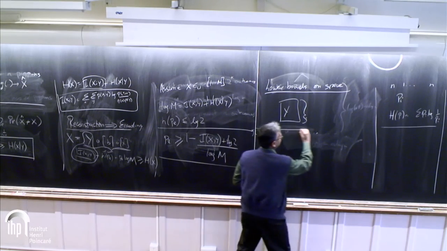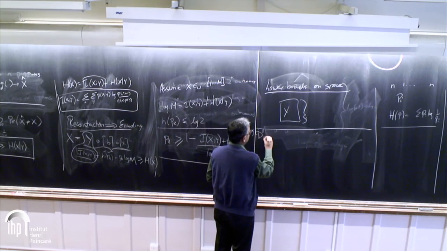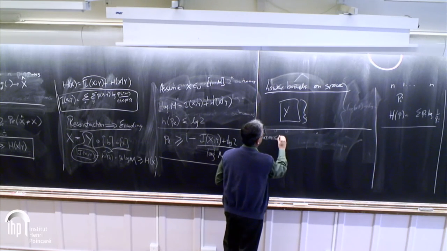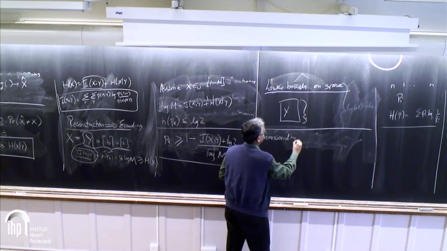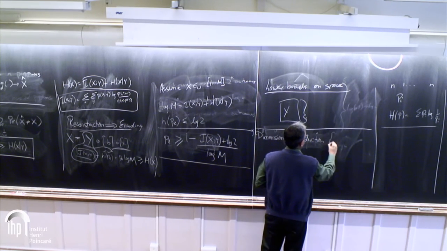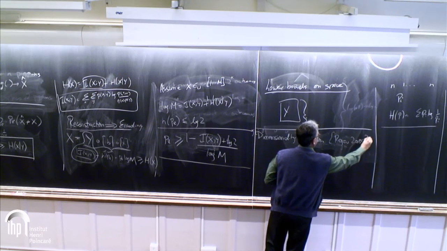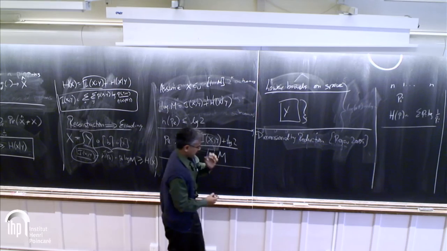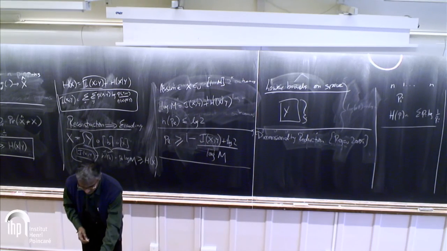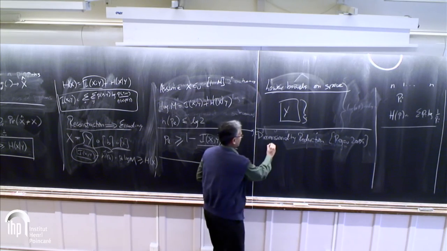Okay. So the problem I want to talk about is dimensionality reduction. And this is a paper by Oded Regev. I think it's from 2005, if I'm not mistaken. And it's a very nice result. So here's the problem. I have a bunch of points, and this is in L1.